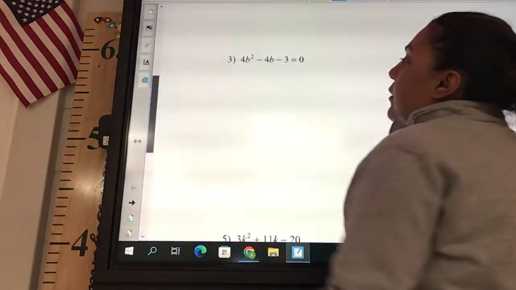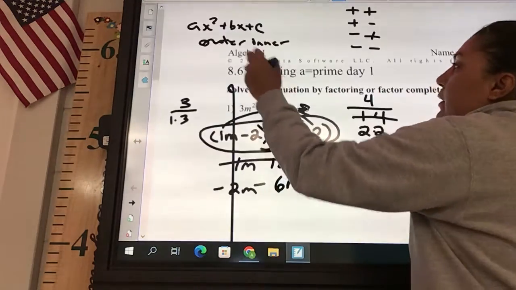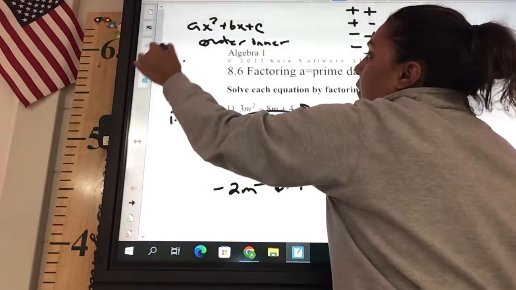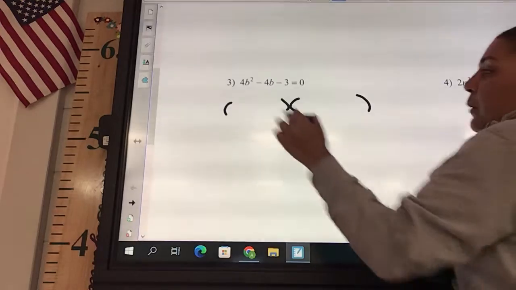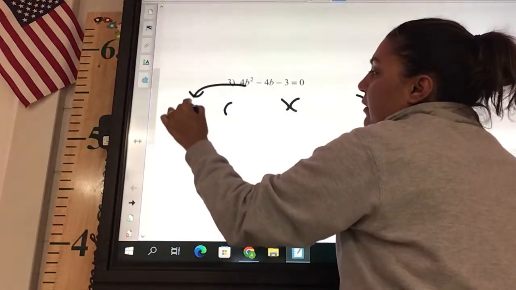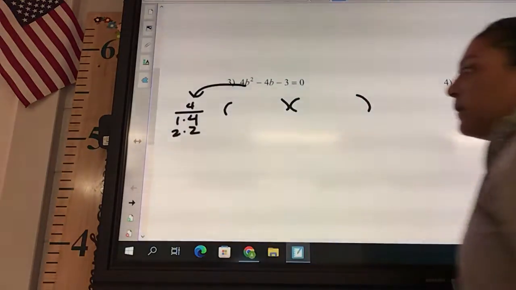Okay, let's look at number 3. We're going to draw our 2 parentheses, and we're going to first find our factors of this number. So it's 4, so you got 1 and 4, 2 and 2.